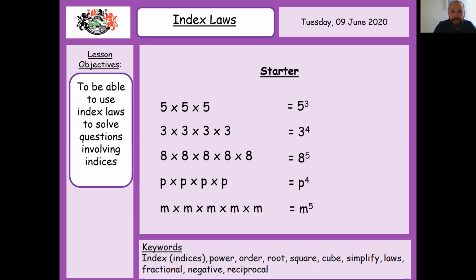Okay, here's the answers that you should have got. As you can see down here, the algebra didn't bother us. We still wrote it with the power. All we looked at was how many times we multiplied that value by, and that gives us our power.